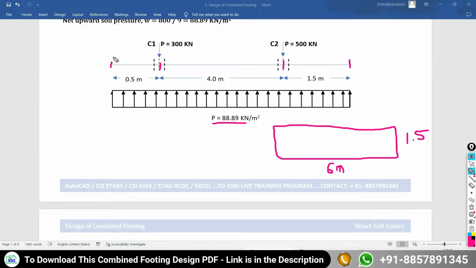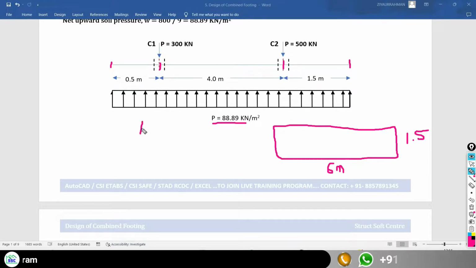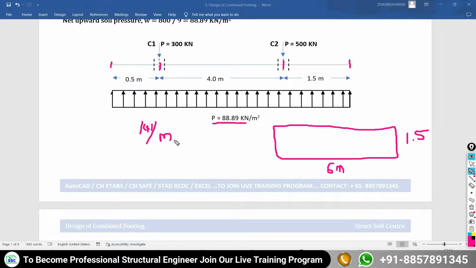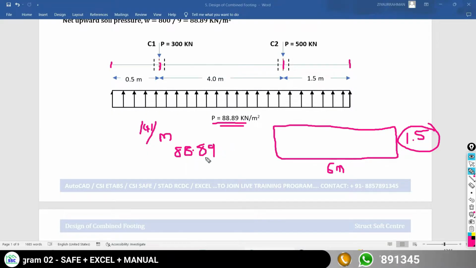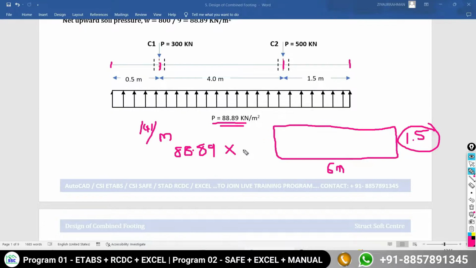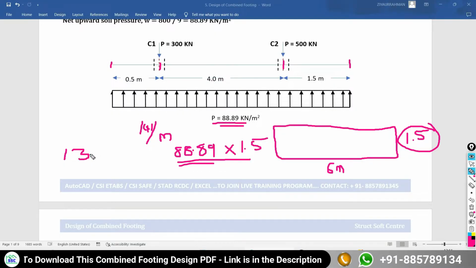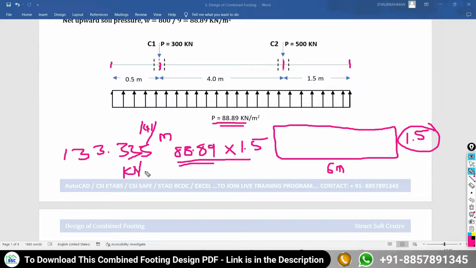Likewise, I want to calculate the moment at all of these points. For that I need to have this pressure in kilonewton per running meter by considering the full width of your foundation. So I have to multiply this value, 88.89 kilonewton per meter square, by the total width of your foundation, which is 1.5 meter. If you calculate this value, you get the answer as 133.335 kilonewton per running meter. With this value you can calculate the shear force at all these different points as well as the bending moment at all these different points.